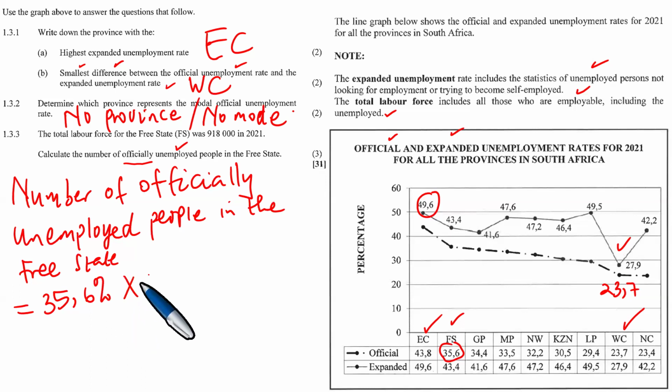times 918,000. And then what is the answer here? Use the calculator, please, and share the answer.